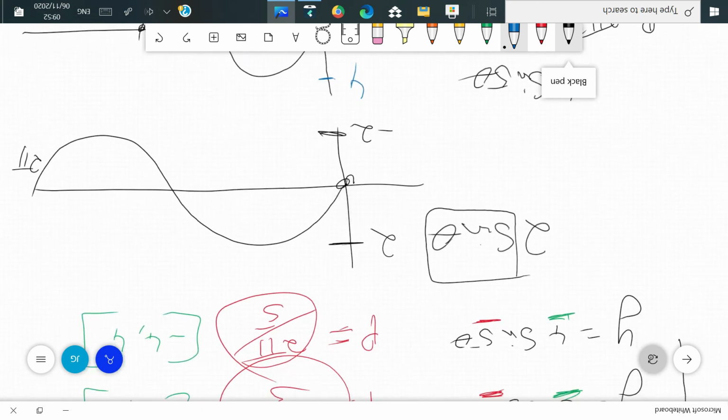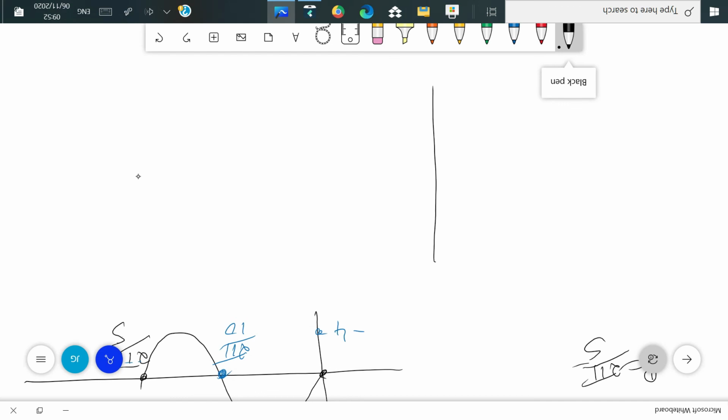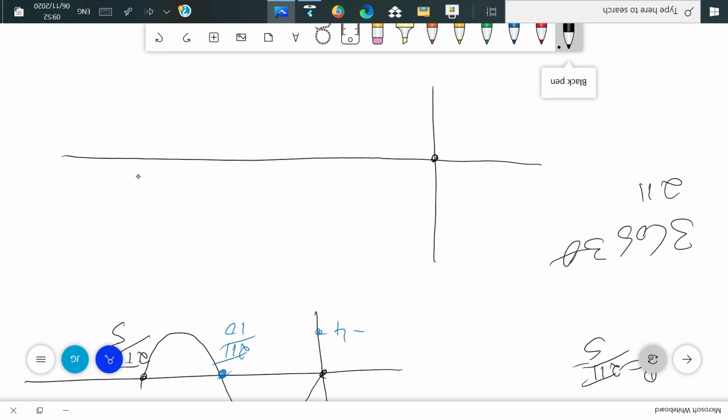And what was the other one again? 3 cos 3 theta. Now this is a cos curve, and it's repeating every 2 pi over 3. So there's 2 pi over 3 there. It begins at the top of the hill, and then it comes down, and it goes back.